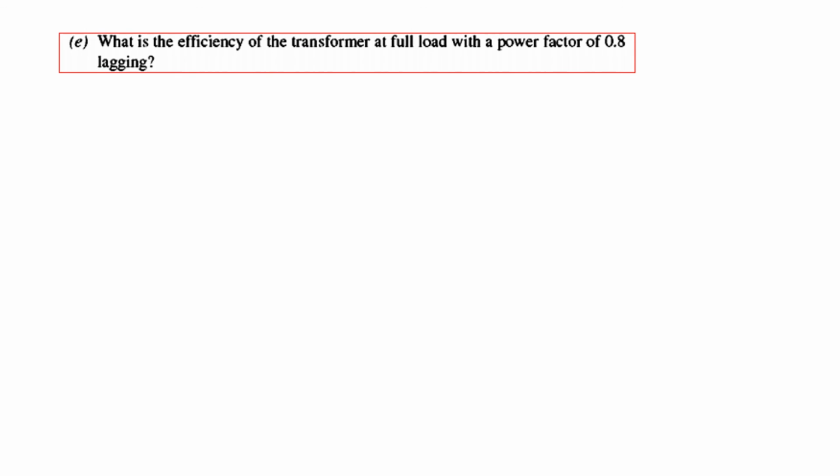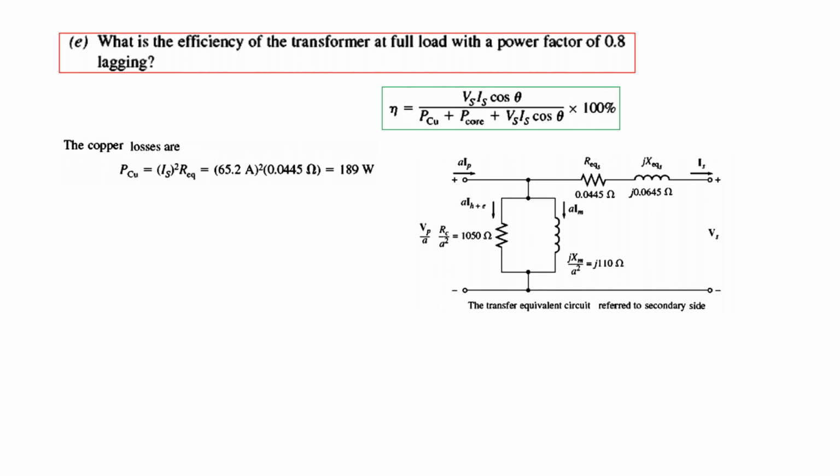And finally, we need to calculate the efficiency of the transformer at power factor 0.8 lagging. This is the formula for efficiency. So all we need to find out is the copper loss and the core loss. We already know these values, so we'll plug in. Now the copper loss is due to the series resistance, so I square R or IS square R. We know IS is 65.2, squared, and R, so it will be 189 watt.